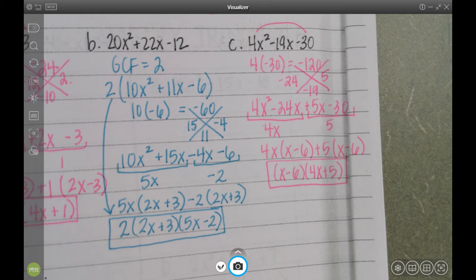Okay, so hopefully you got x minus 6 times 4x plus 5. Okay, so do you like AC method? Yeah. What? It depends. It depends. Exactly.